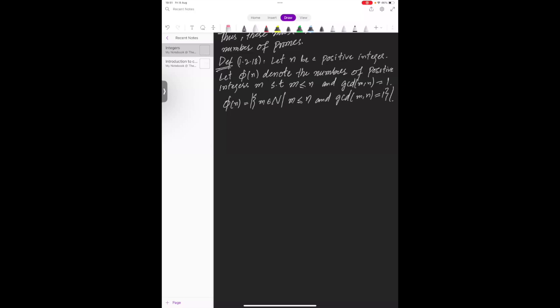It is the number of all those elements inside the natural numbers which are less than or equal to n, with the condition that the GCD between m and n is 1, or they are relatively prime. And we call that number the Euler phi function.